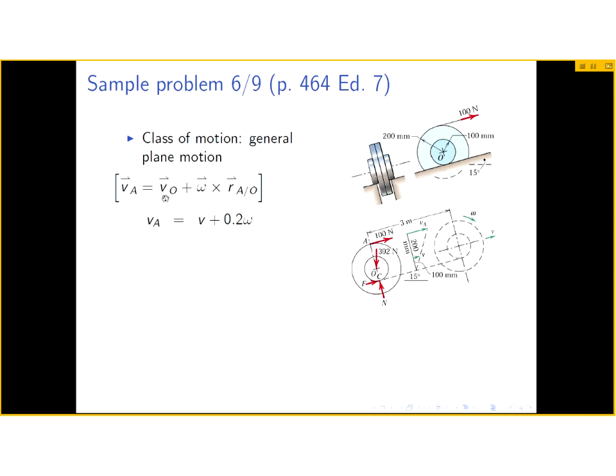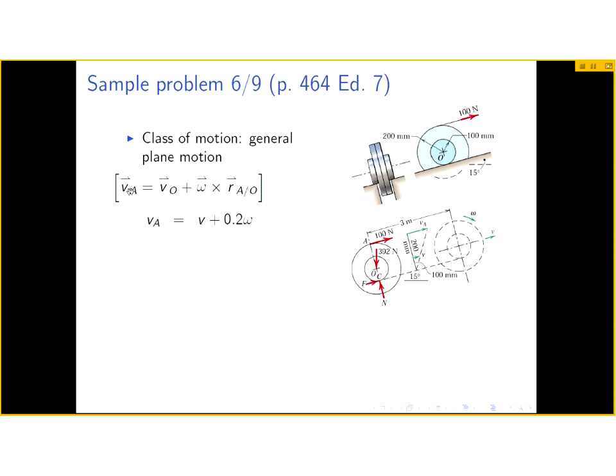Now, the relative velocity must be normal to the line of connection of A and O. So since VO is parallel to the road, and the relative velocity of A relative to O is also parallel to the road, it means that the velocity of A is parallel to the road, as it's actually indicated in this little velocity diagram here.